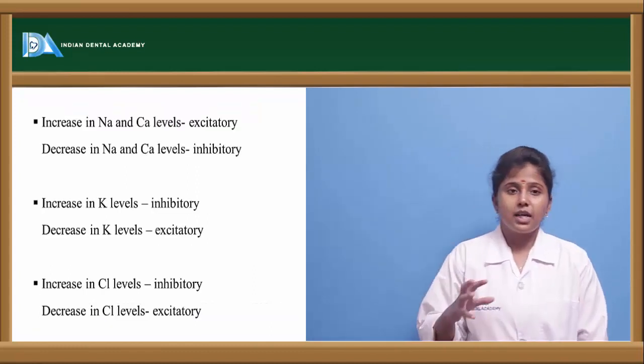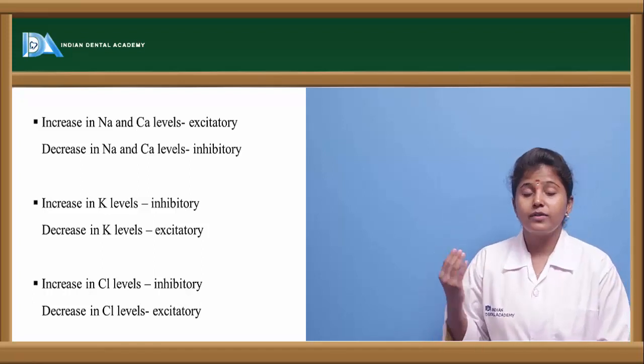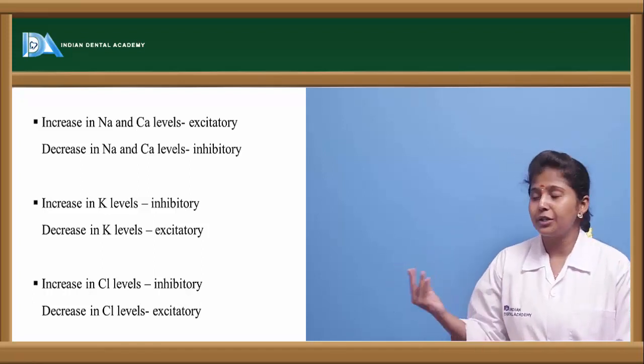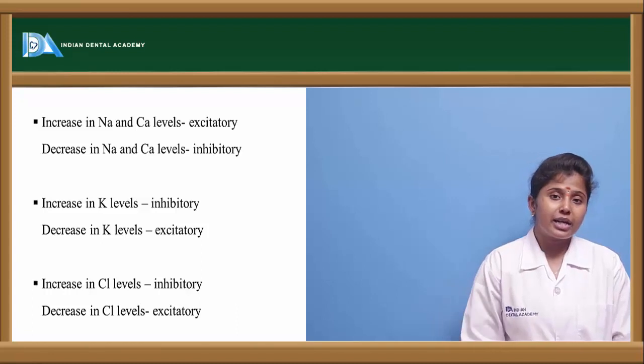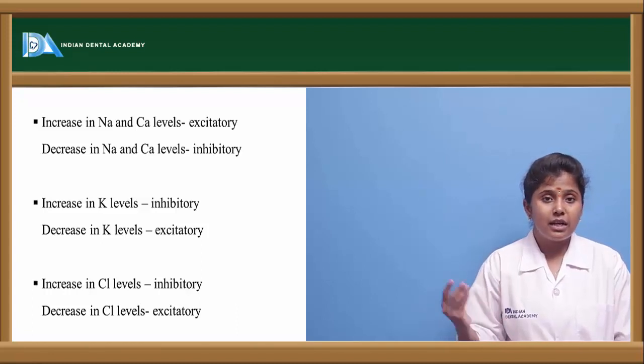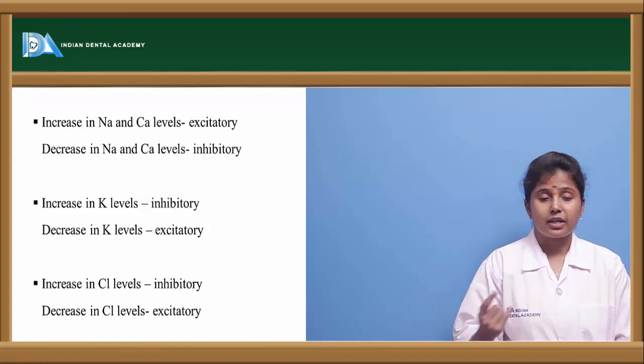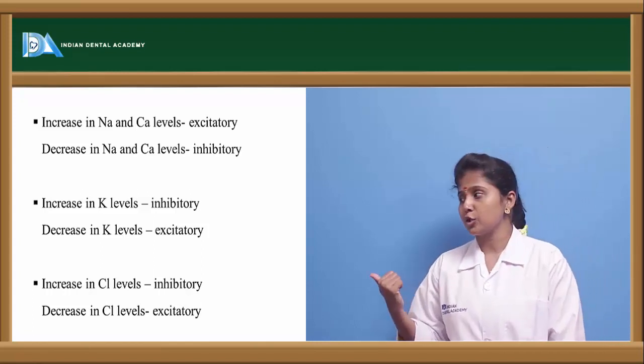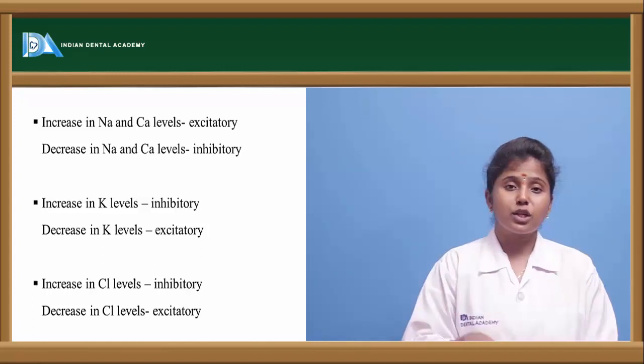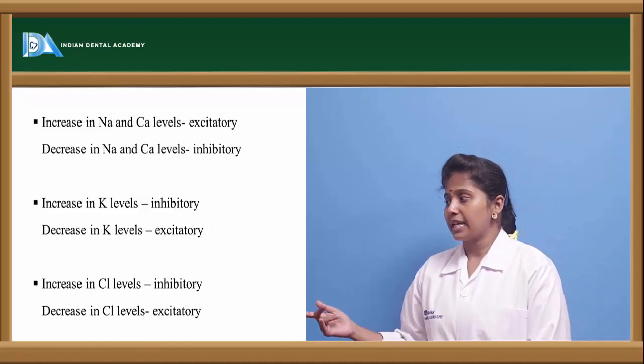And if we see how the ions are affecting, if the sodium and calcium levels are increased, then it shows an excitatory effect, and if these levels are decreased, then it shows an inhibitory effect. And if potassium levels are increased, it shows an inhibitory effect, and if potassium levels are decreased, it shows an excitatory effect.